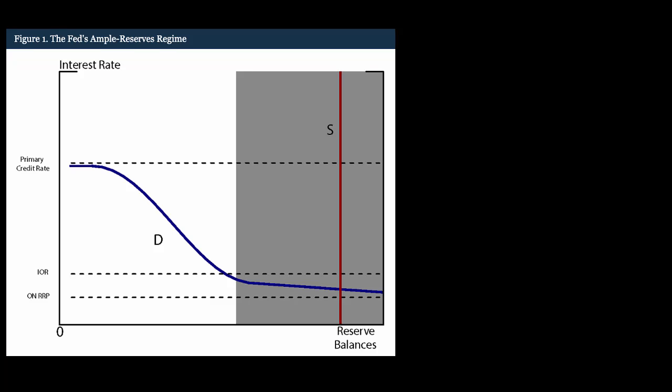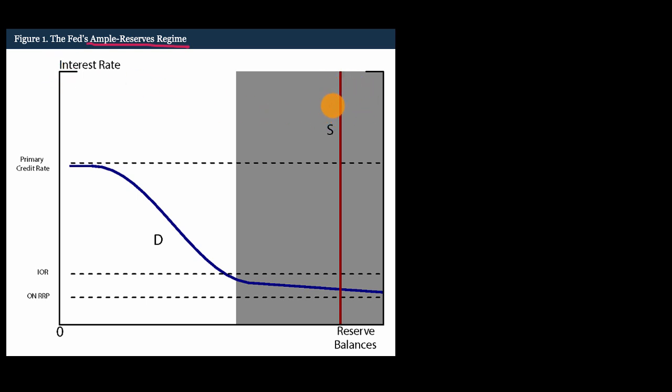What we're going to do in this video is talk about some interesting things that have happened since 2008. In particular, we're going to talk about what an ample reserves regime is, but even more importantly, what its actual implications are and how you can analyze it with a graph like this. So let's just make sure we have our bearings first. The horizontal axis right over here is reserve balances, and the vertical axis here is interest rates.